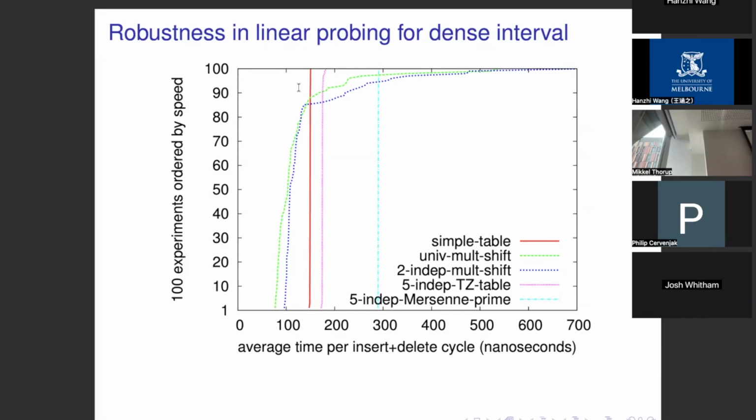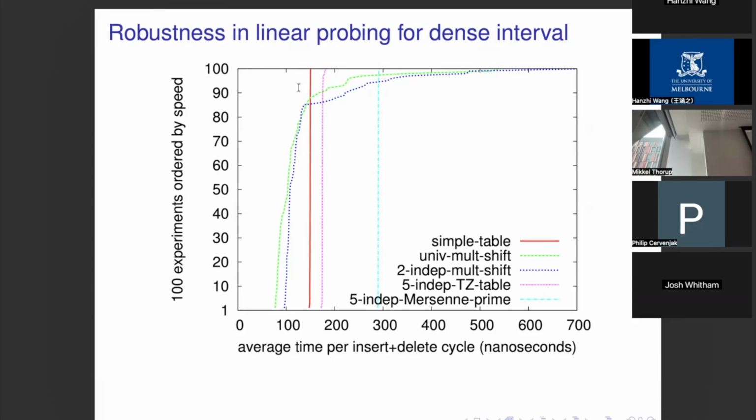Here I have simple tabulation. Here's something I don't want to explain, but I don't know how to eliminate it from the plot. And here you have the degree 5 polynomial. And what we see is that both of them are almost vertical, which means there was no deviation in the time. So it's completely reliable.